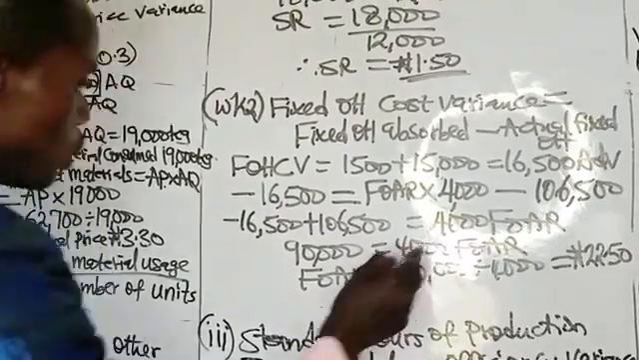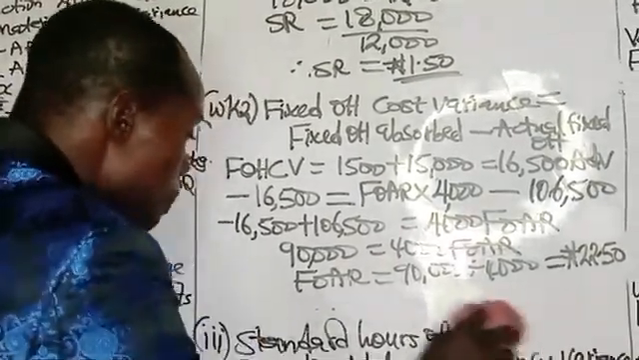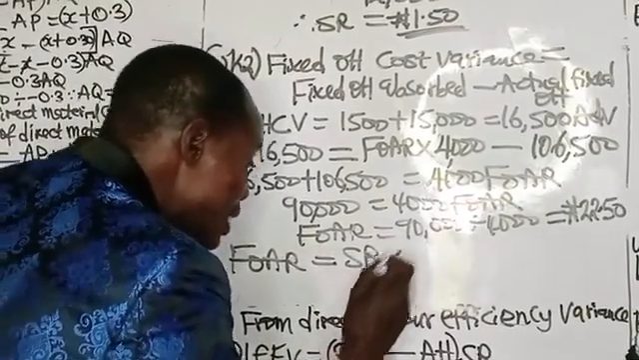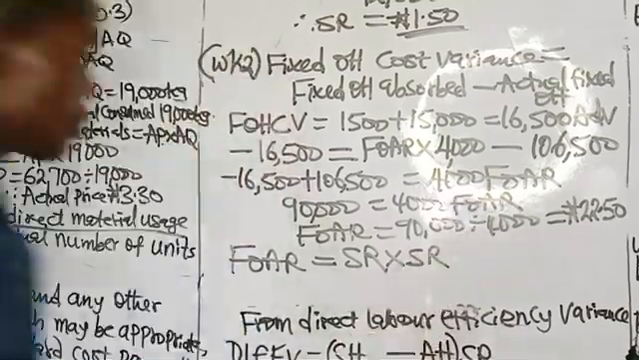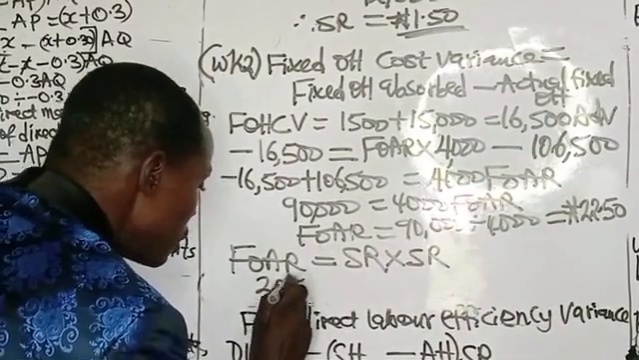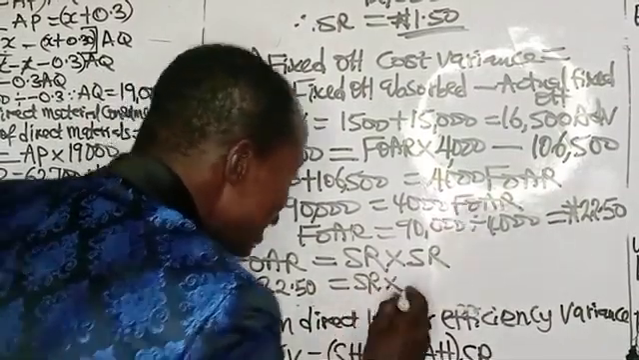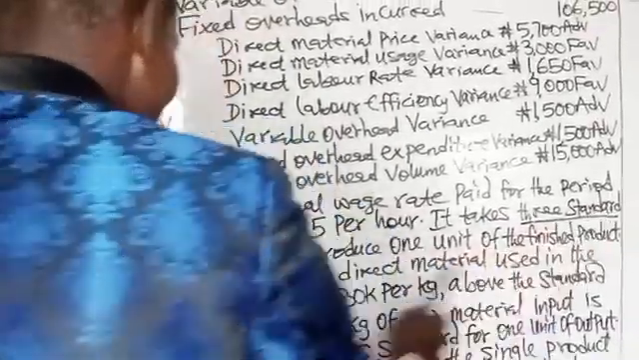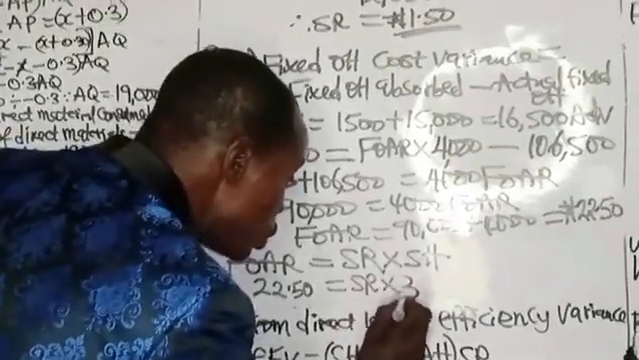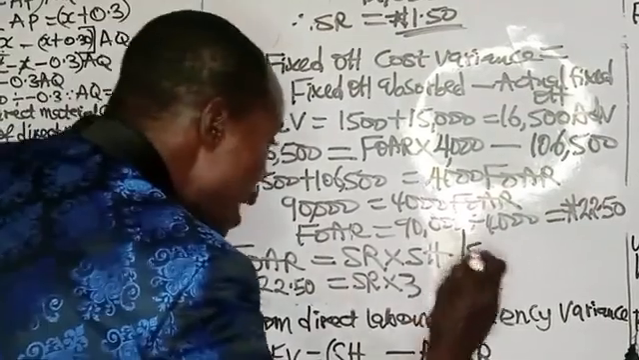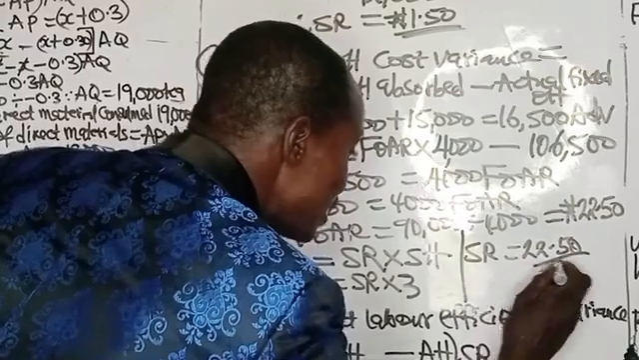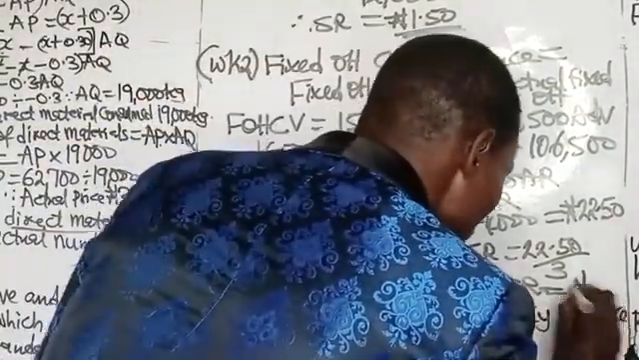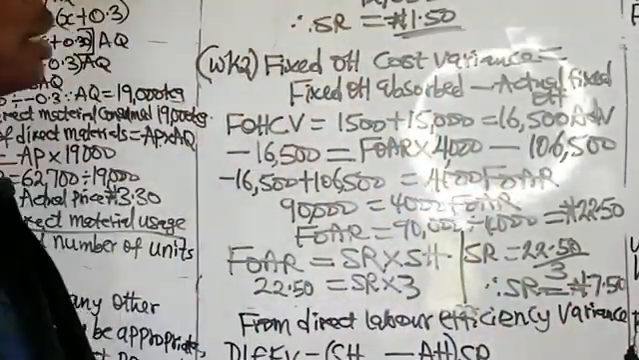This is the rate per unit because it is unit we use here. To get the rate per hour, the fixed overhead absorption rate per unit will be standard rate per hour times standard hour. And this is 22.5 equal to standard rate per hour, that is what we are looking for, times standard hour. What is the standard hour? You were told it takes 3 standard hours to produce. Remember, I've told you same hour is used for labor and overheads. Therefore, to get your standard rate per hour, you have 22.5 divided by 3. That gives us 7 naira 50 kobo. That will be used here.